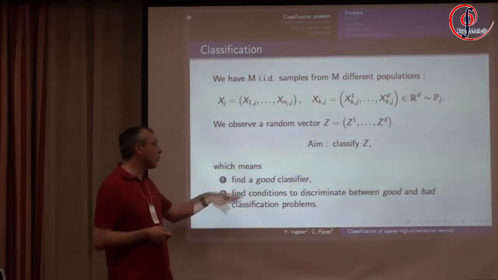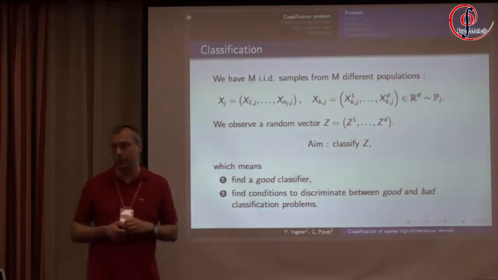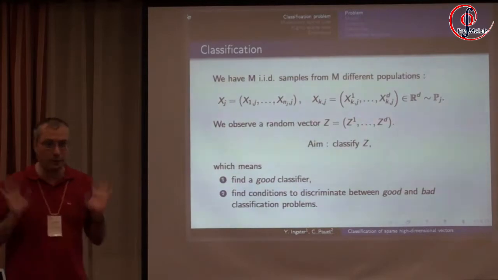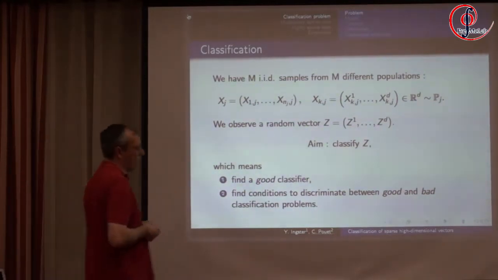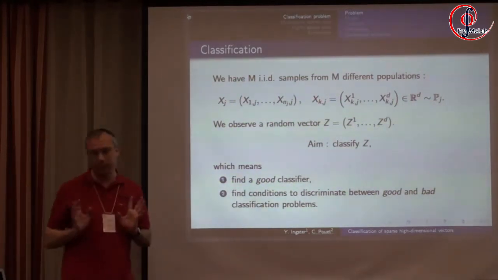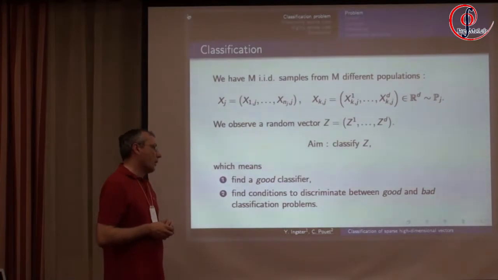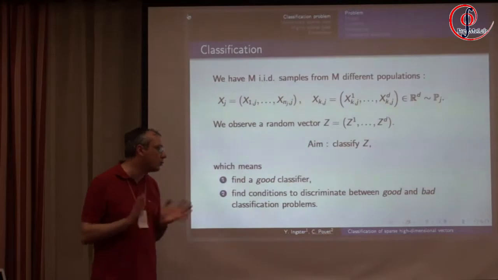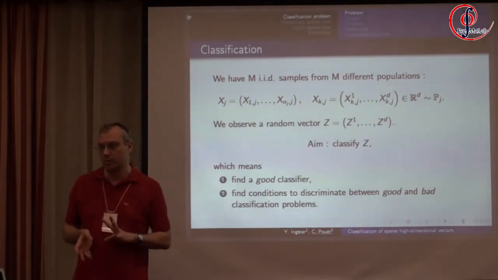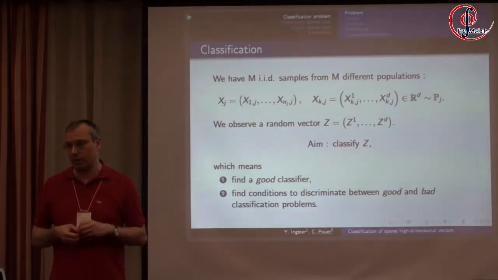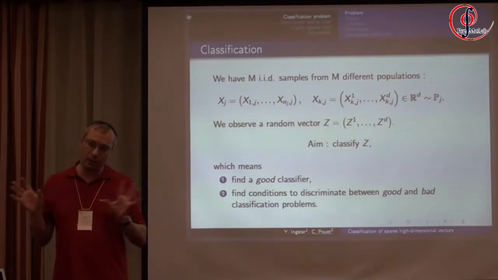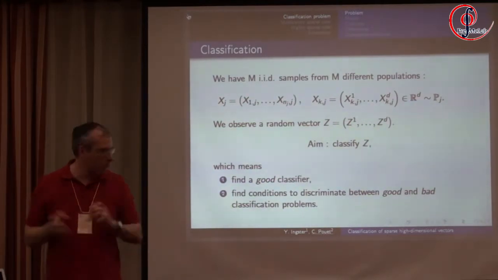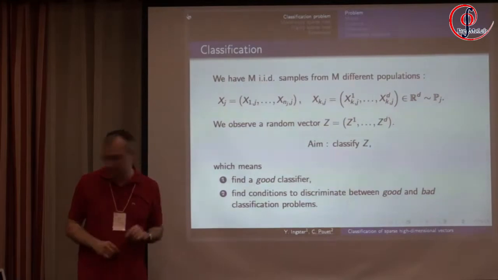So we have two goals: find a good classifier, but as you will see, I'm not really interested in a computationally tractable classifier. Our main goal is to find conditions to discriminate between good and bad classification problems. This is our main aim, that is to say, to have a kind of optimal phase diagram.